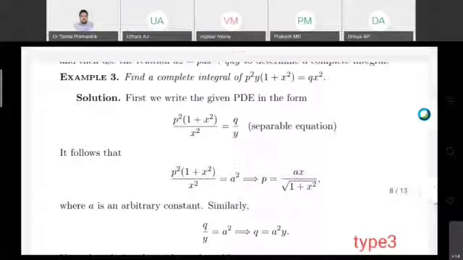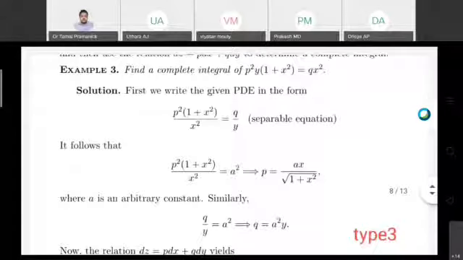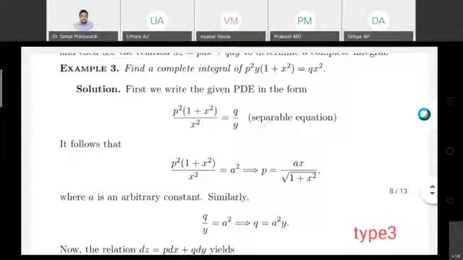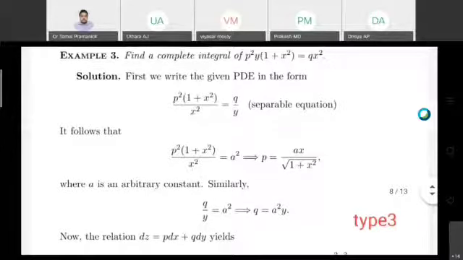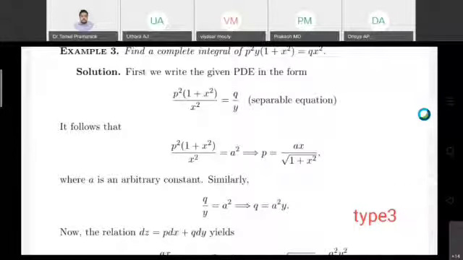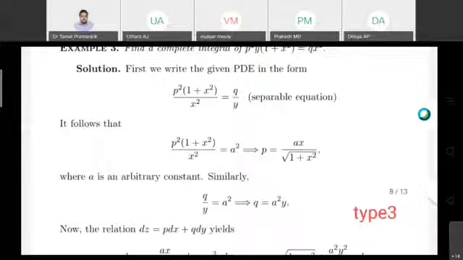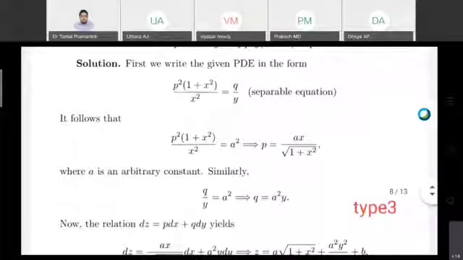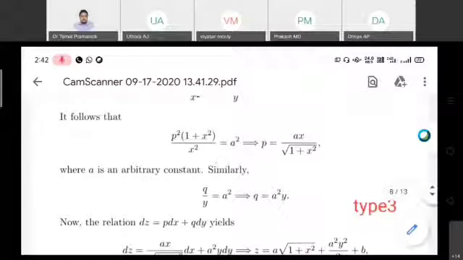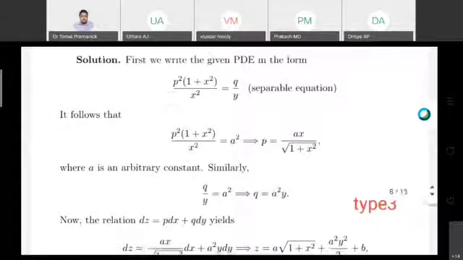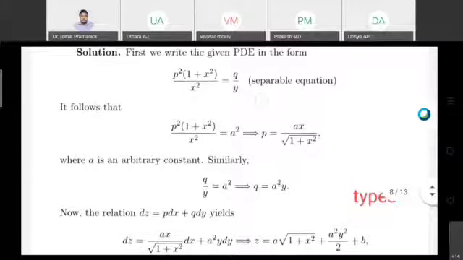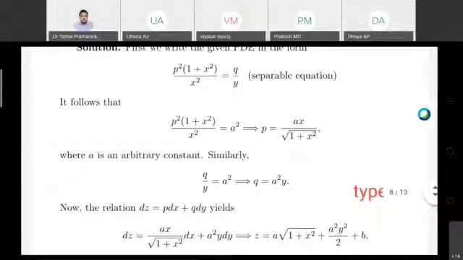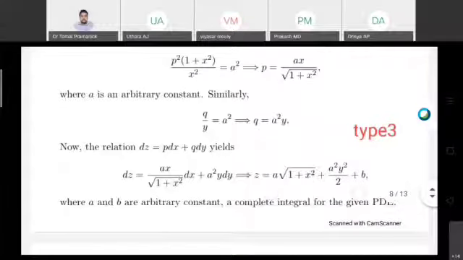No z term is there, you take this as a constant, you assume that this is equal to a constant. If you assume it is some a square, that is not a problem. Constant a or a square does not matter, because everything is in square form, so we are assuming a square. So p square into 1 plus x square by x square equals a square. So p value you will get, similarly q value you will get, and then p and q value you will get by integration.